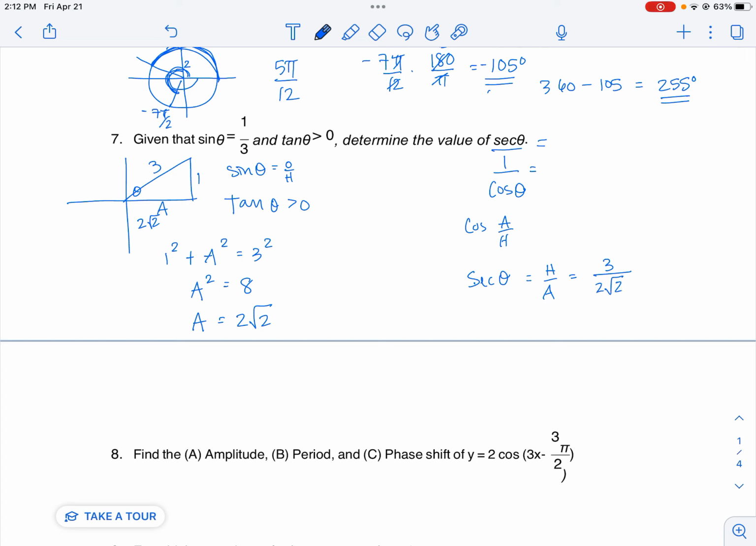Well, we can't have this answer as it sits now. We have to rationalize the denominator. So I'm going to multiply by the square root of 2 over square root of 2 and get 3 square roots of 2 over 2 square roots of 4. What the denominator simplifies to is 2 times 2, which ends up being 4. So I end up with 3 square roots of 2 over 4 for the secant of theta.